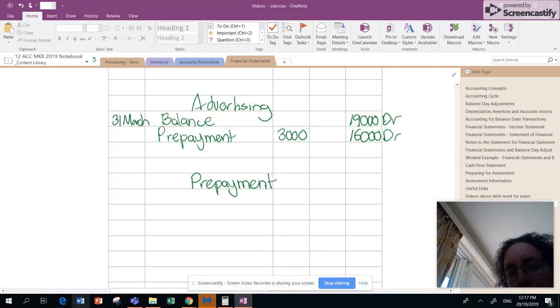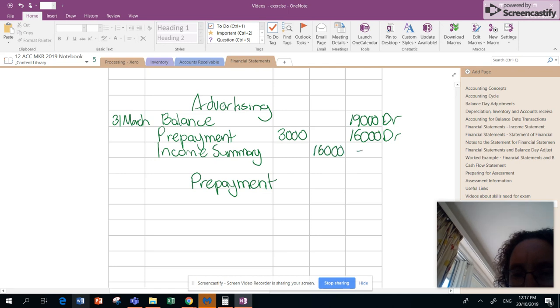And advertising is an expense, so we are going to close it off to income summary, and we're going to credit it by 16,000, so it goes to 0.